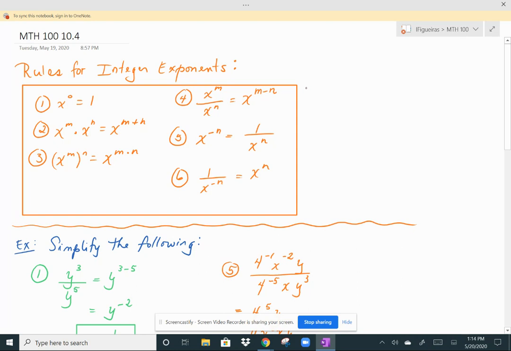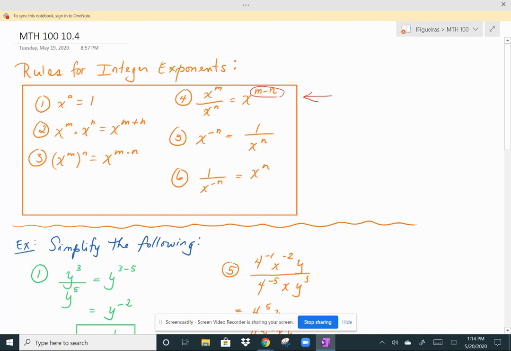So the first one, or Rule 4, says that if you have x to the m over x to the n, you can simplify that by subtracting the exponents. So you subtract the exponent on top minus the exponent on the bottom, and your expression is no longer in the denominator once you make that subtraction.